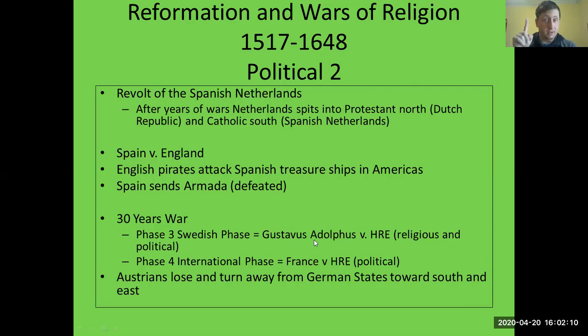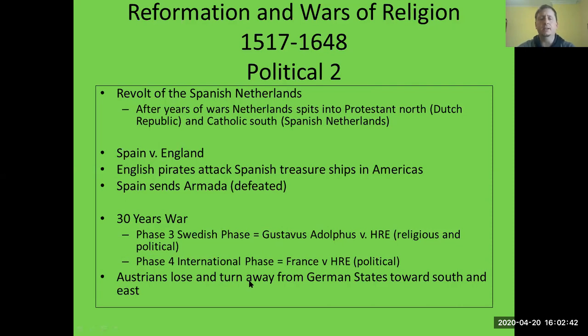The Lutheran Gustavus Adolphus of Sweden is backed in part financially by the Catholic French against the Catholic Holy Roman Emperor. And then once Gustavus Adolphus dies and the Swedes sort of fade, remember that phase 4, this international phase, France openly declares war against the Holy Roman Empire. And so we've got Catholic against Catholic.